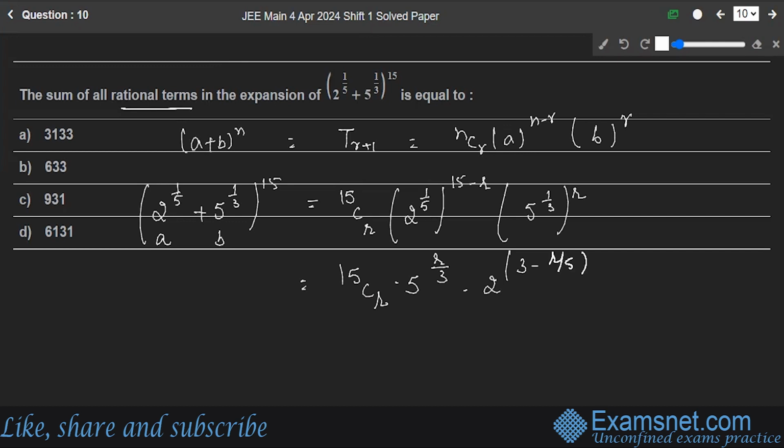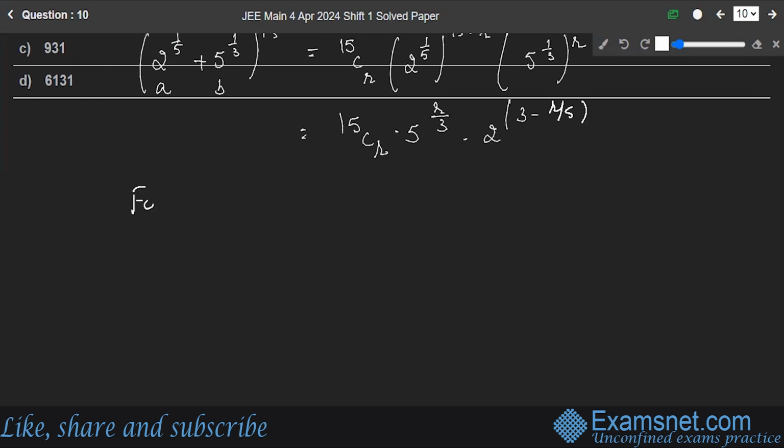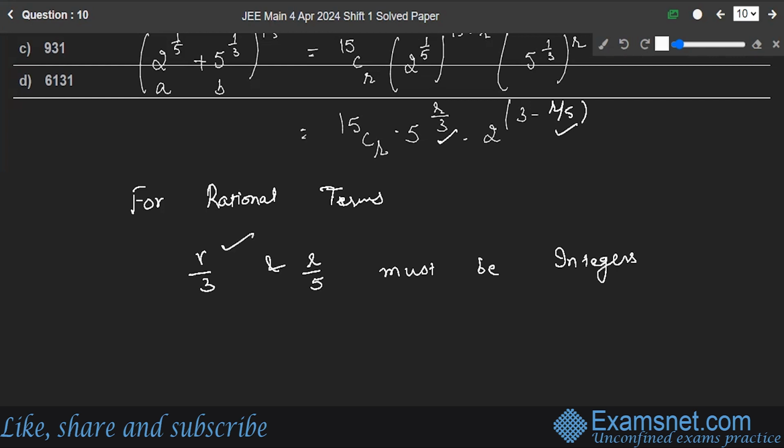Okay. So for the rational terms, r upon 3 and r upon 5 must be integers, correct? That means r should be such that it divides both 3 and 5, which means either r is equal to 0 or r is equal to 15, right? So let's use both of them.